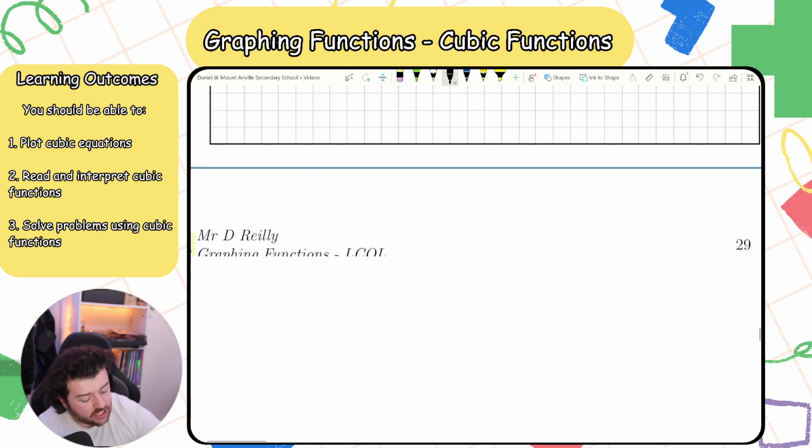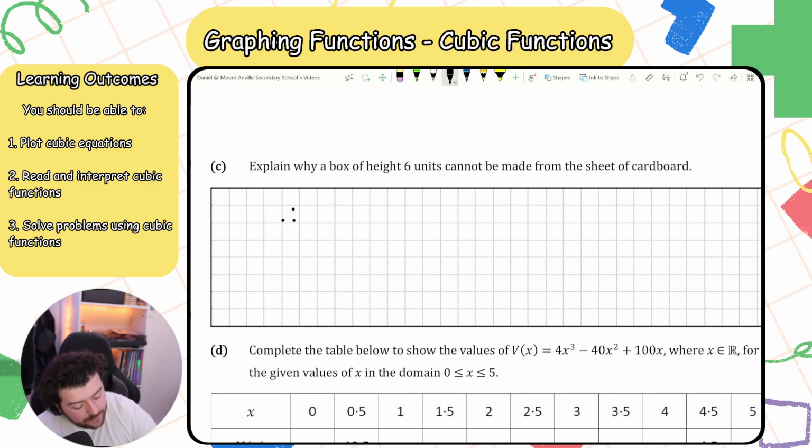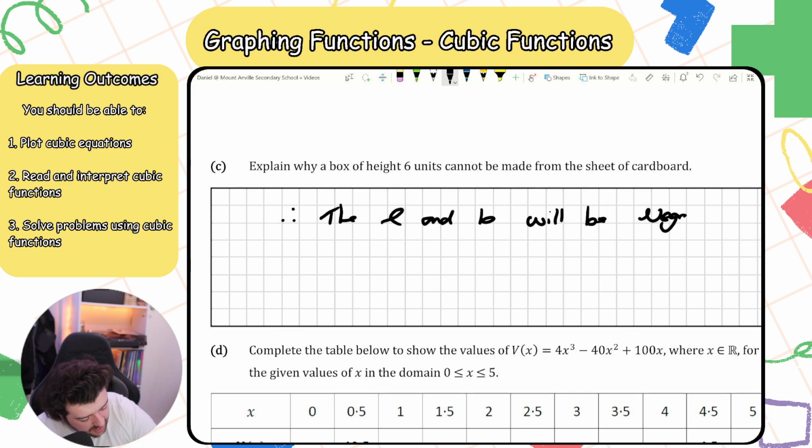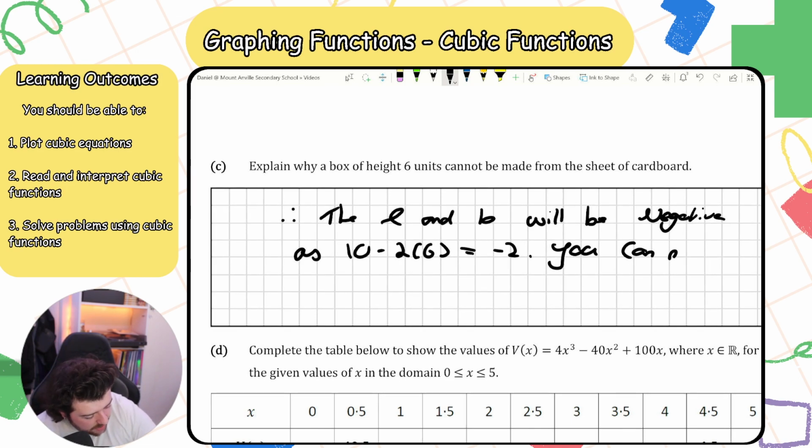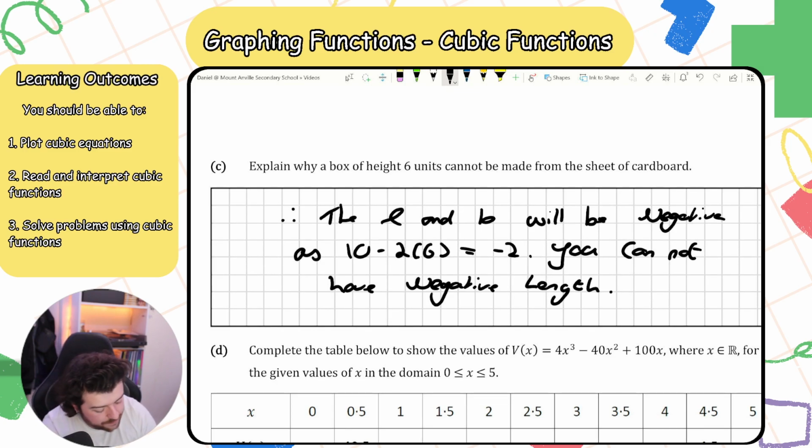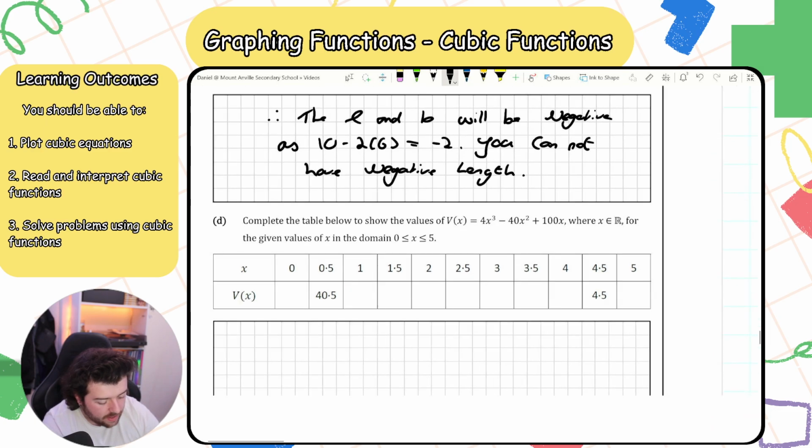So you have to say the length and breadth will be negative as 10 minus 2 times 6 equals minus 2. You cannot have negative length. Right, there you go. Bada boom, bada bing. Right, next one here.